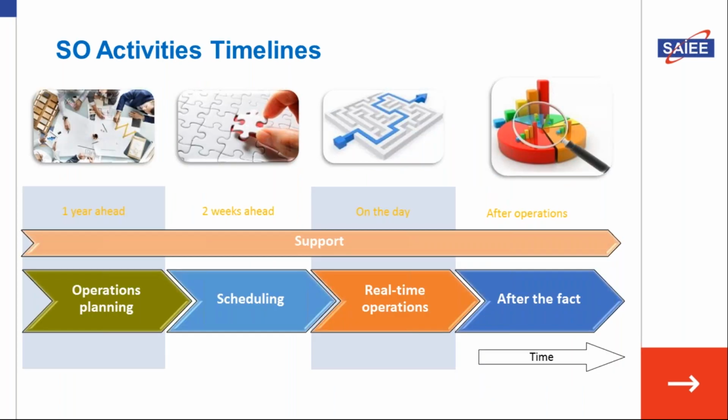When you look at the activities of the system operator, from a year ahead to about 2 weeks, you have operations planning. But in this case, we're not only talking about operations planning or system analysis studies. We're also talking about other plans like generation outage scheduling and load forecasting. But in this particular case, we're only concentrating on the operations planning. Within the 2 weeks, that's where the scheduling is happening. And then the real-time operation happens on the day, because remember, we are running real-time operations. After the fact, we look at what happened, and we do the investigation and see where we can improve.